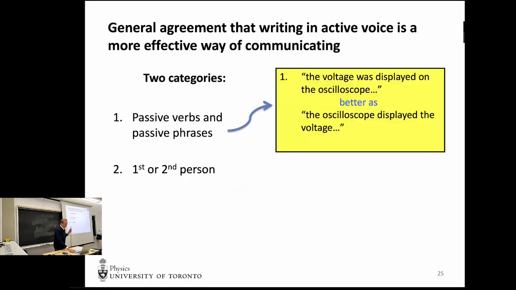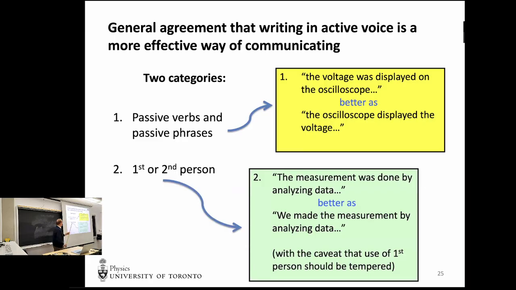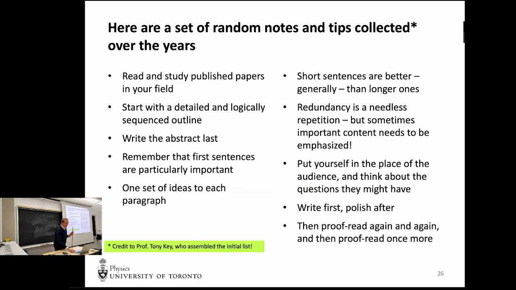Passive verbs and passive phrases: here is an example of passive versus active. "Voltage was displayed on the oscilloscope." "The oscilloscope displayed the voltage." Just be straightforward. Just say what happened. Don't try to be passive about it. And first or second person: "The measurement was done by analyzing data." "We made the measurement by analyzing the data." Okay. There are some caveats about not using first person too much, but that's really a matter of taste.